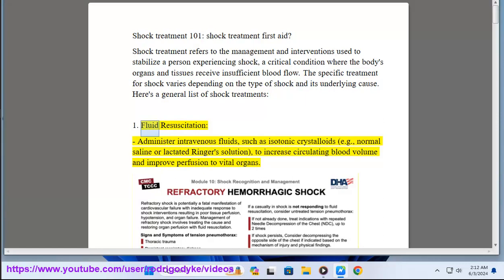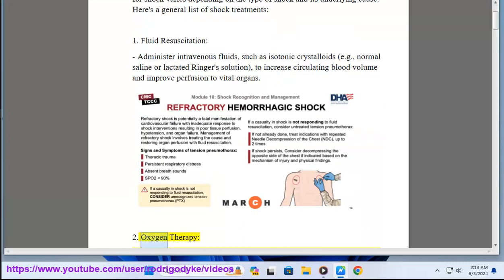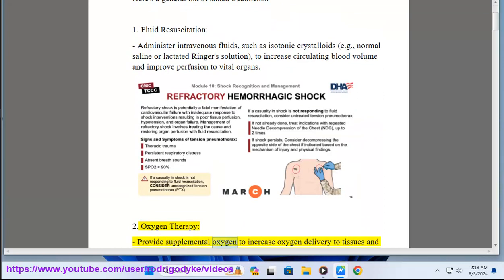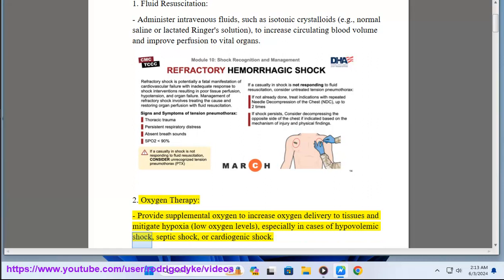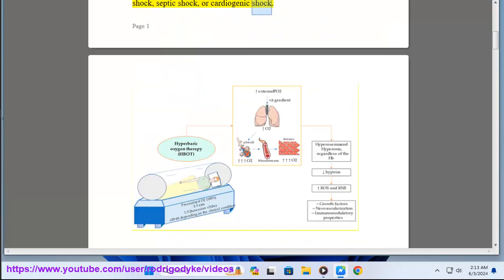1. Fluid resuscitation. Administer intravenous fluids, such as isotonic crystalloids, for example normal saline or lactated Ringer's solution, to increase circulating blood volume and improve perfusion to vital organs. 2. Oxygen therapy. Provide supplemental oxygen to increase oxygen delivery to tissues and mitigate hypoxia, low oxygen levels, especially in cases of hypovolemic shock, septic shock, or cardiogenic shock.